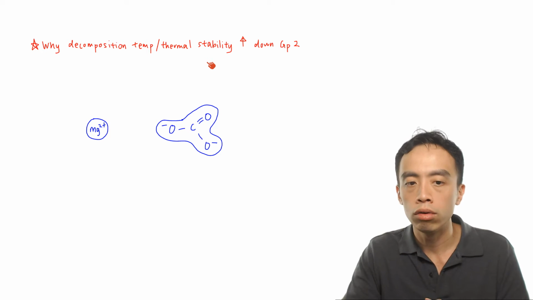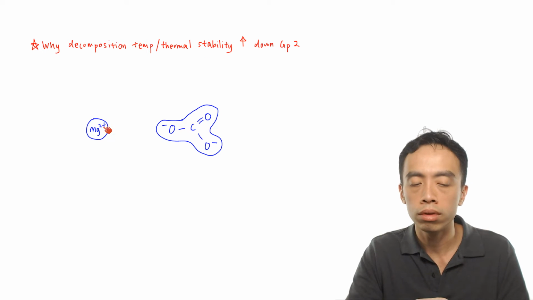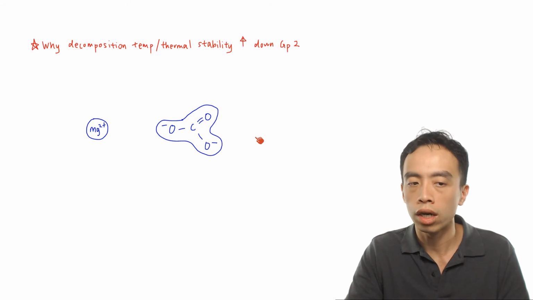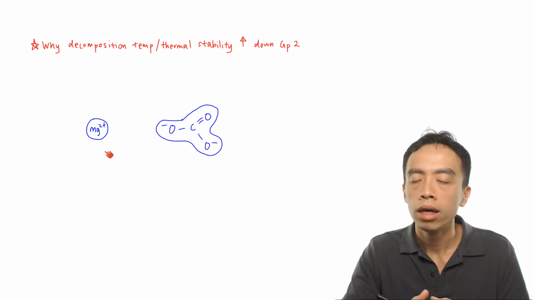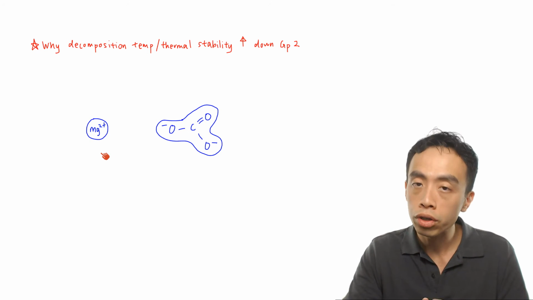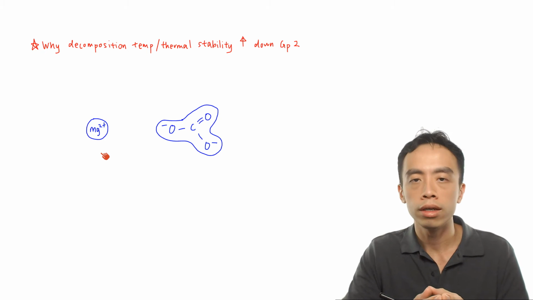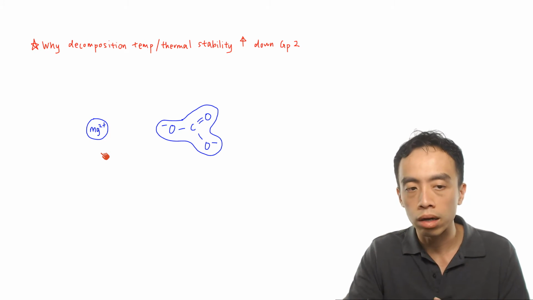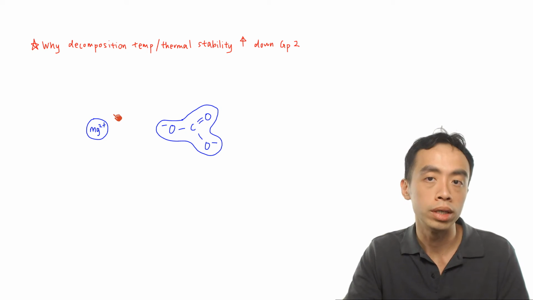Now, if I look at the interaction between the cation and anion, there are two ideas that we want to consider. The first idea is the charge density of the metal cation and the polarizing power. Now Mg2+, because of the high charge and small size, we say that it has a high charge density and it causes the polarizing power for this metal cation to be high.